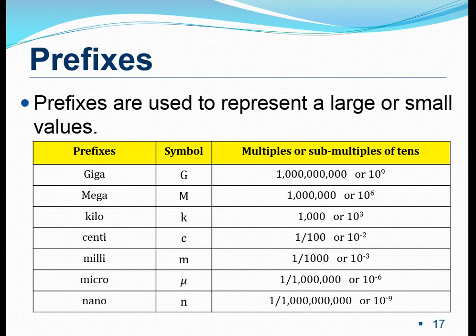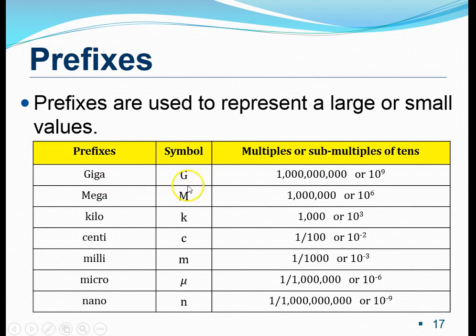Now, I would like to highlight the 6th prefix in the table. That is the micro. The micro has this particular symbol, and this symbol is representing micro. So do take note of this. Now, what do the prefixes mean? Well, for example, let's go to the top.